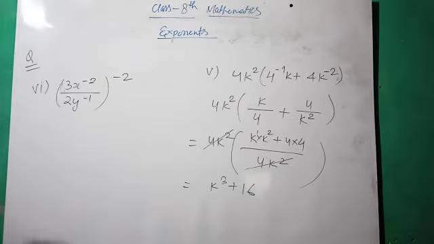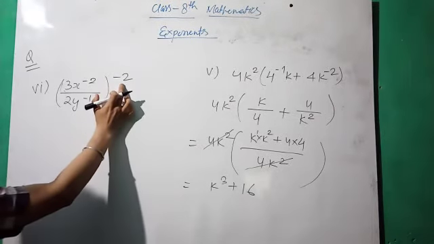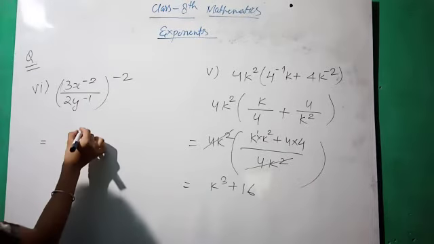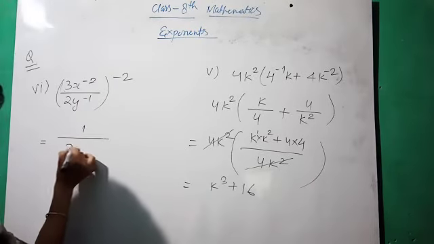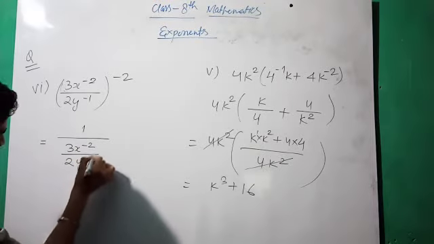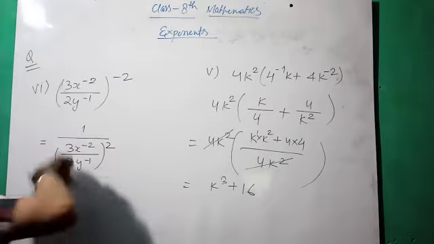Next, move to the sixth part. We have the sixth part, minus 2 power. Okay, so this is written as 1 upon 3 x to the power minus 2 upon 2 y to the power minus 1 whole square. 1 upon.